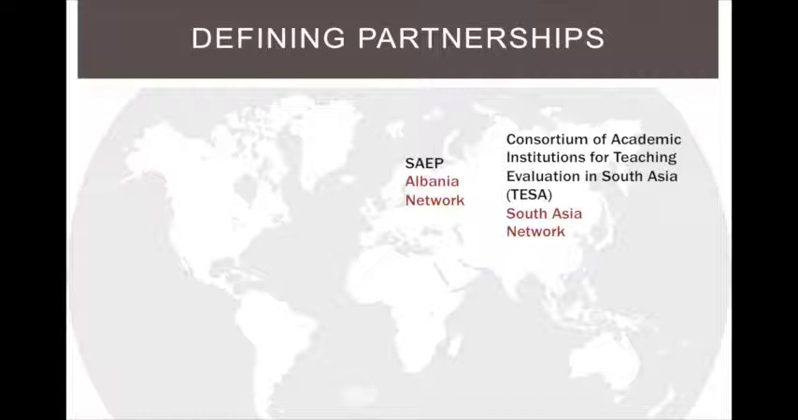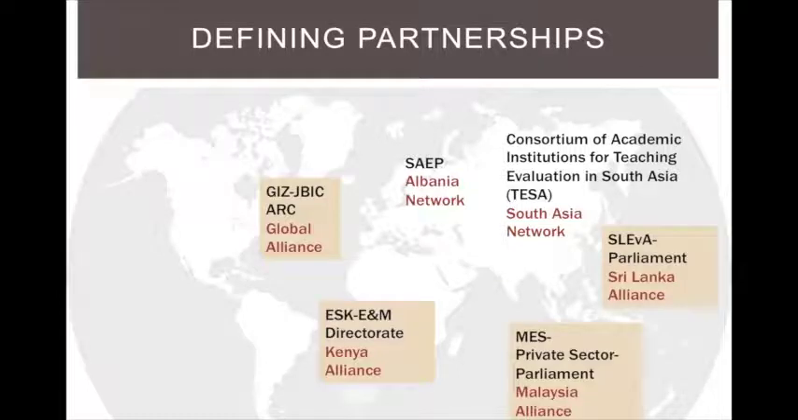Alliances bring together a wide variety of partners. Over on the left, the German Agency for Technical Cooperation, GIZ, Japan Bank for International Cooperation, and the American Red Cross have come together to focus on capacity building and dissemination of information through evaluation.